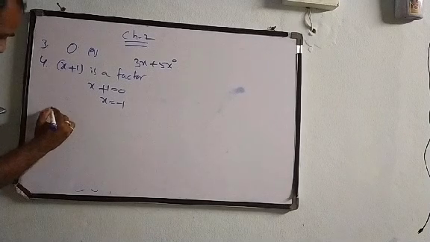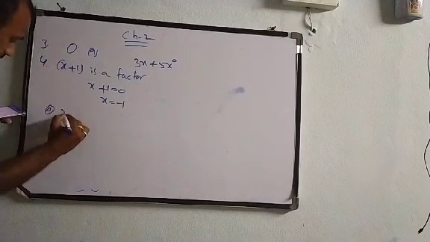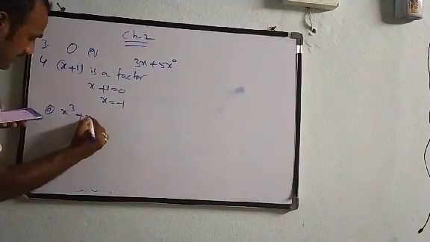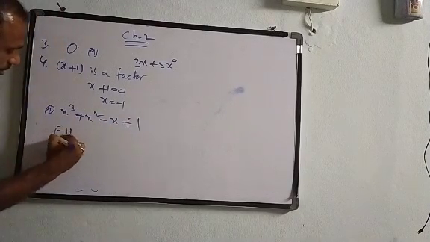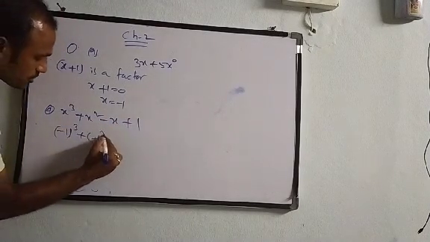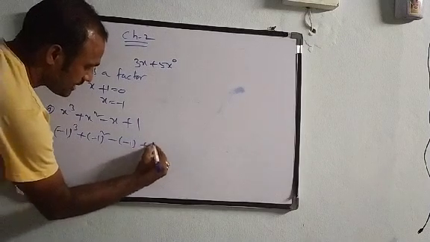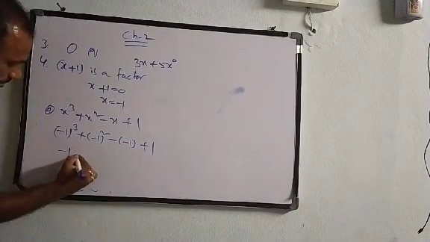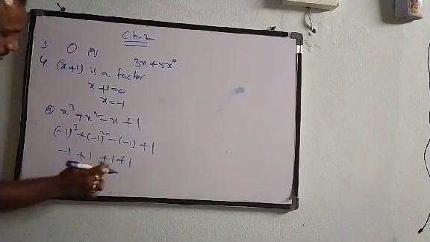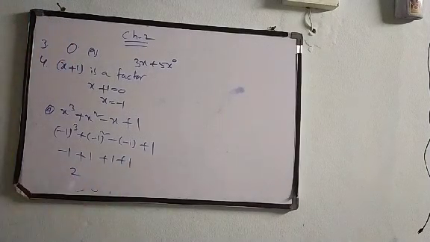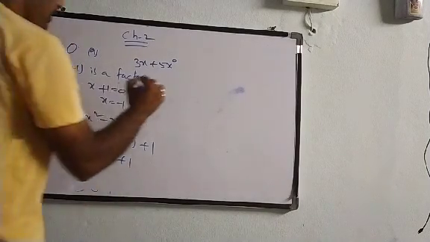So the first polynomial is option A, x cube plus x square minus x plus 1. So minus 1 cube plus minus 1 square minus minus 1 plus 1. So minus 1 whole cube will be minus 1. Here plus 1, here plus 1, plus 1. So 3 minus 1 is 2. So this is not a factor of the polynomial.